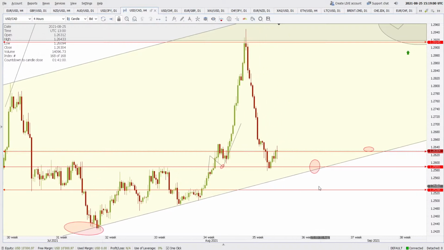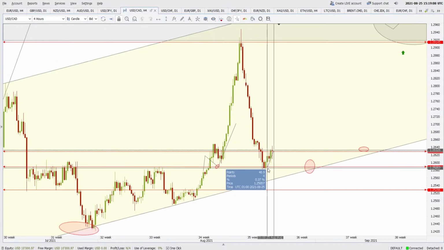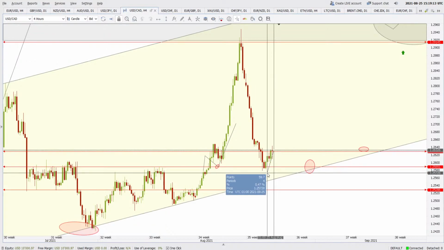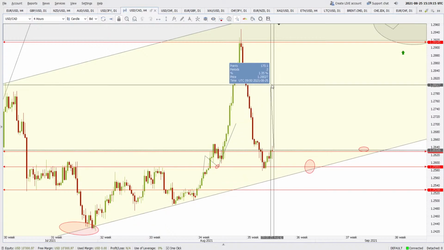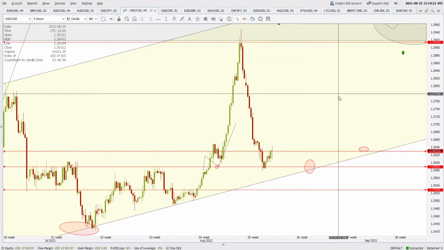One can open a small long position with a small stop loss below these candles' low. If we open this position right now, we will have a small stop loss of approximately 60 points, and a take profit target of 285 points, which is a good risk to reward ratio.